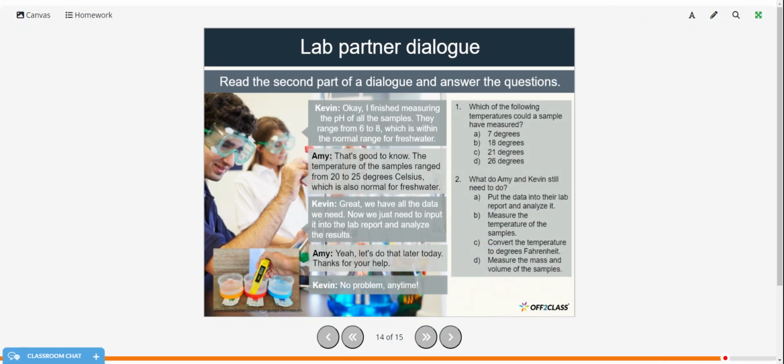Okay, I finished measuring the pH of all the samples. They range from 6 to 8, which is within the normal range for fresh water. That's good to know. The temperature of the samples range from 20 to 25 degrees Celsius, which is also normal for fresh water. Great, we have all the data we need. Now we just need to input it into the lab report and analyze the results. Yeah, let's do that later today. Thanks for your help. No problem, anytime.